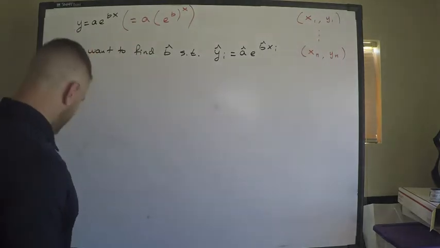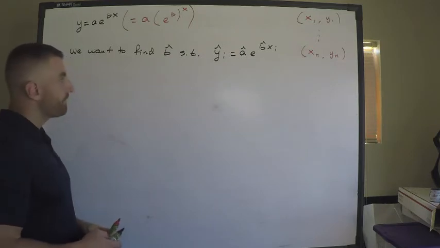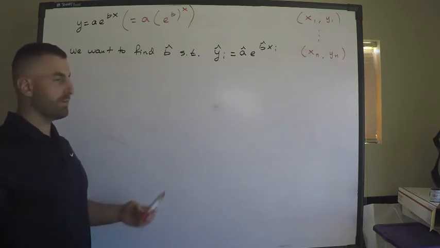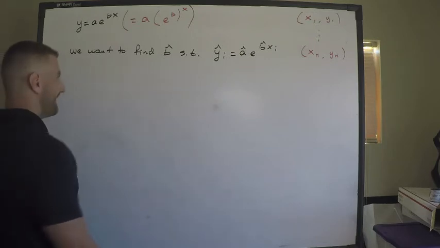So the question tells me to minimize the sum of squares error. Again, ignore my dog snoring. Always the situation.